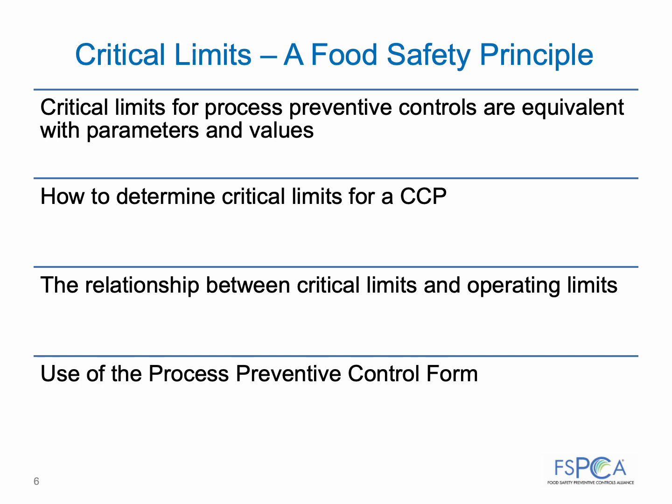This chapter also covers operating limits, a more conservative limit, e.g., higher or lower temperatures than needed for safety, used in production to minimize the risk of not meeting a critical limit. Operating limits are often established for meeting quality standards. Finally, the chapter illustrates how to begin to complete a process preventive control form.